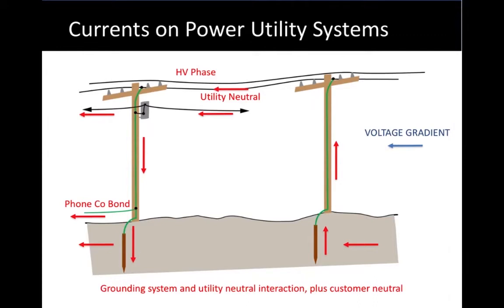They each have a neutral, but it's continuous and metallic, and in the presence of that gradient, current that could get picked up at a house could flow on the utility neutral to the transformer neutral bushing, and then further flow down to the rectifier on the left.